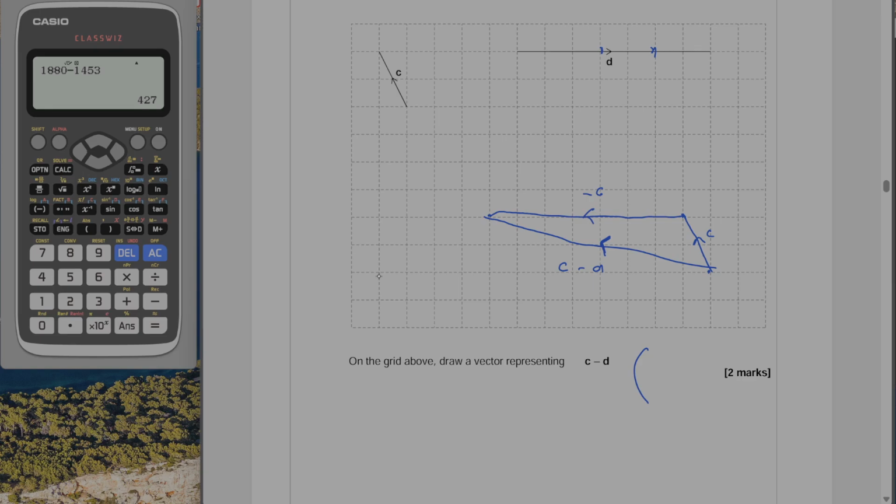If I want to show it properly, c is minus 1, 2, and then minus d. D is just 7, 0. So the result should be minus 8, 2. And let's just check that that works. 2, 4, 6, 8. Yeah, that works.